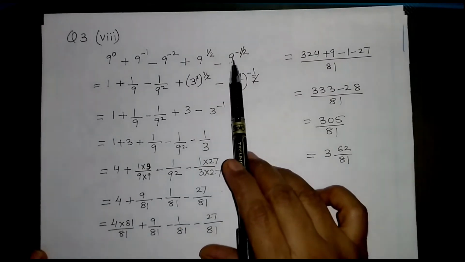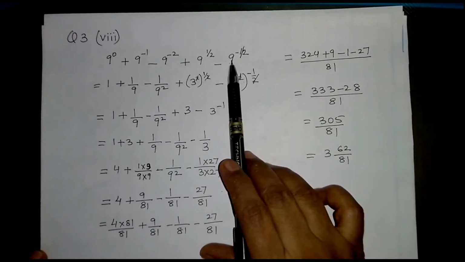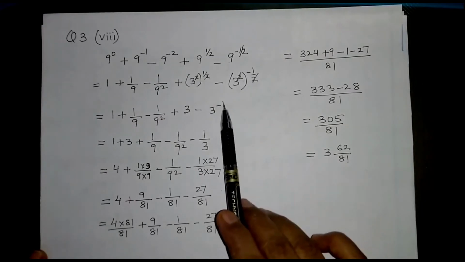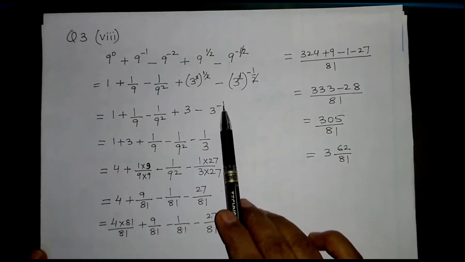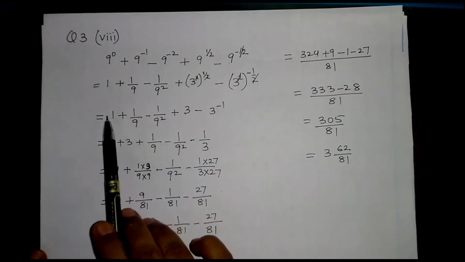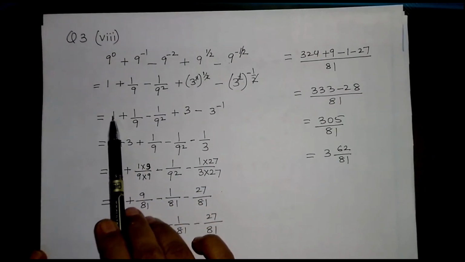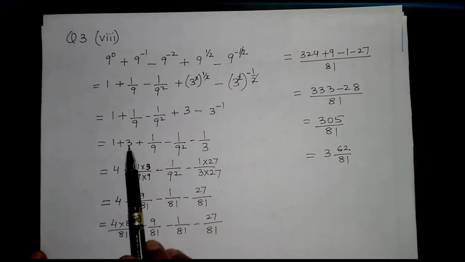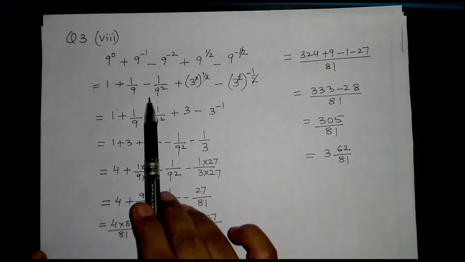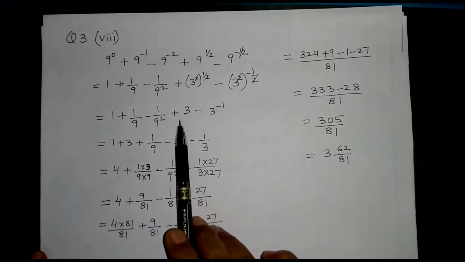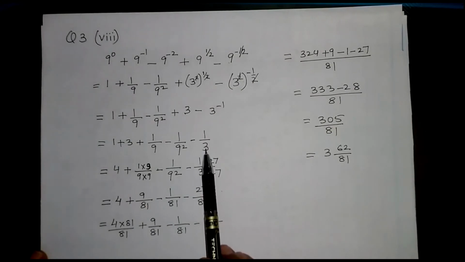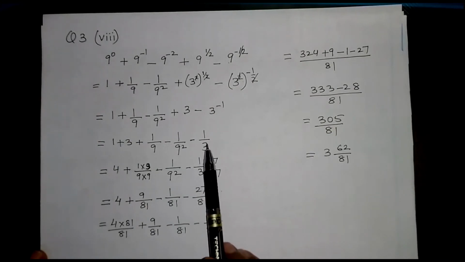We have 3 here. Here also we'll write 9 as 3 square. This 2 will get cancelled with minus half and we'll have answer minus 1 here. Now this 3 is taken with number 1 and we have 1 plus 3, 4 here. 1 upon 9 minus 1 upon 9 square, and this 3 raised to minus 1 is written as 1 upon 3 to make it positive power.